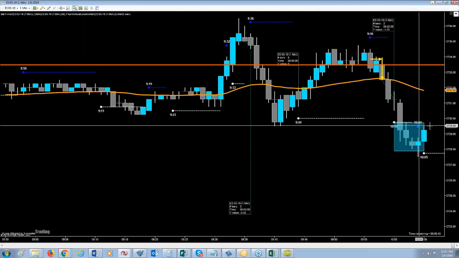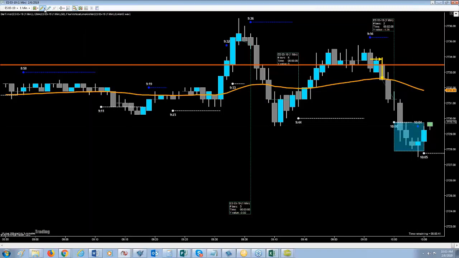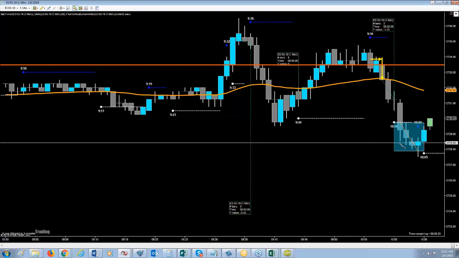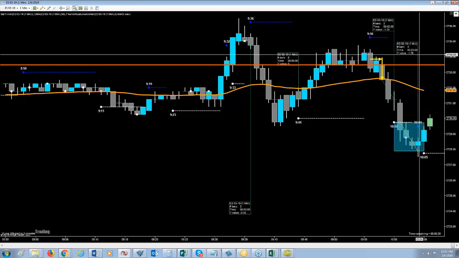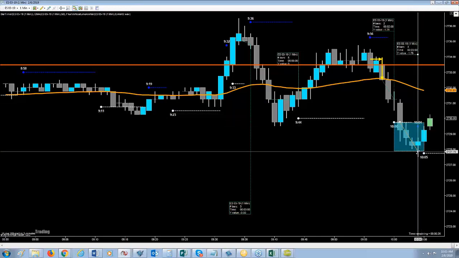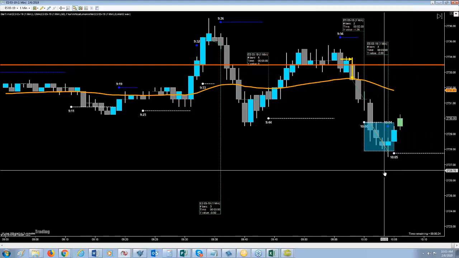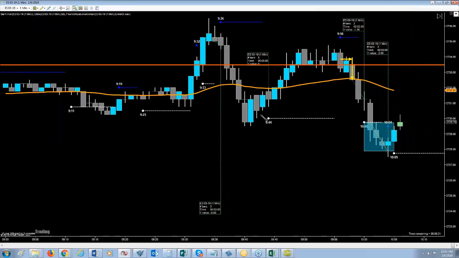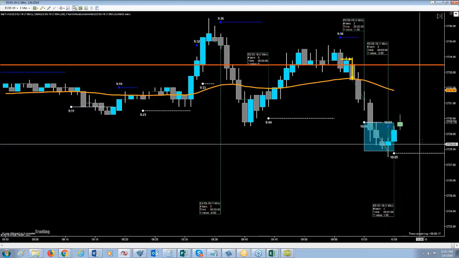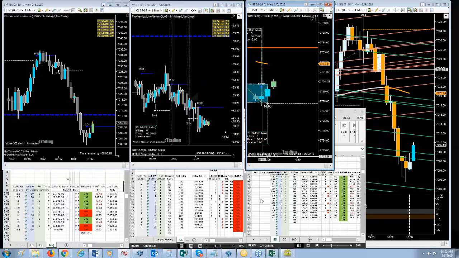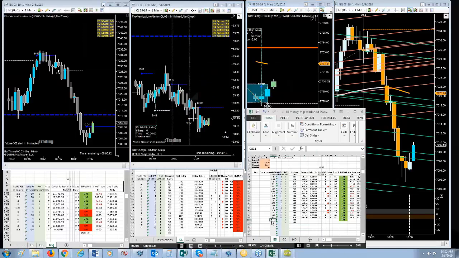Okay, so 10:04 was a stop out. Right here was the breakout. $10.04 was a stop out. Very quick trade. -1. Okay.